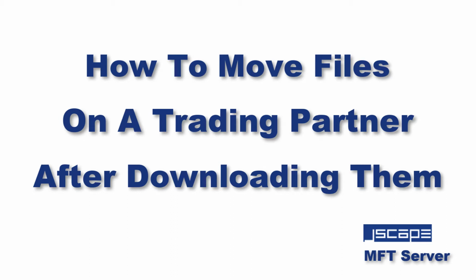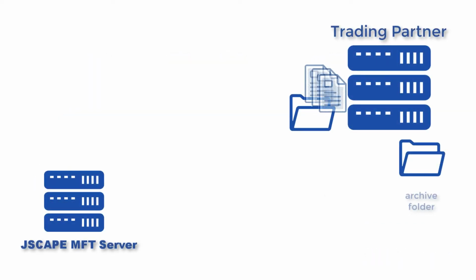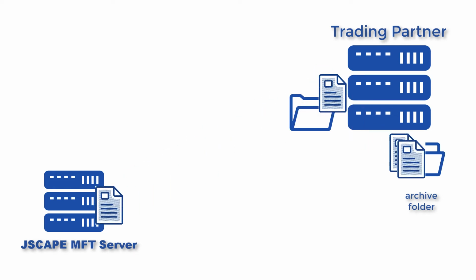Today I'm going to teach you how to set up JSCAPE MFT server so it can automatically move files on a trading partner after downloading them. Let's say a trading partner wants you to move files you download from their server to a designated archive folder on that same server. This is a B2B file transfer, so it has to be automated. Here's what you can do to achieve that using JSCAPE MFT server.